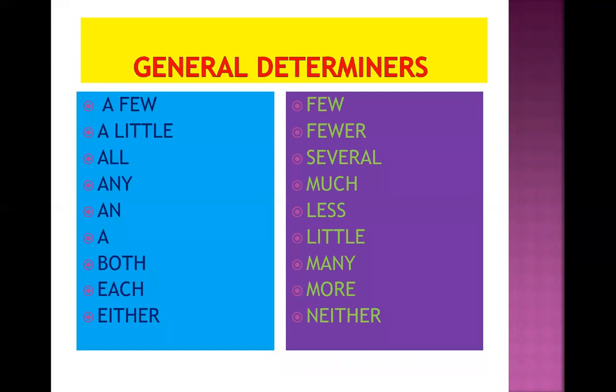General determiners. When I talk about general determiners, they are used to talk about people or things in general or in an indefinite way. A little, a few, all, any, both, each, either, few, fewer, several, much, less, little, many, more, neither. These are all your general determiners.